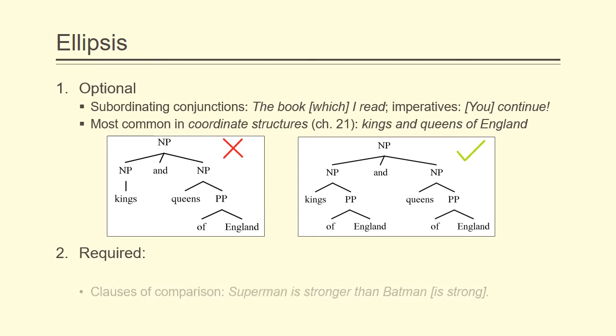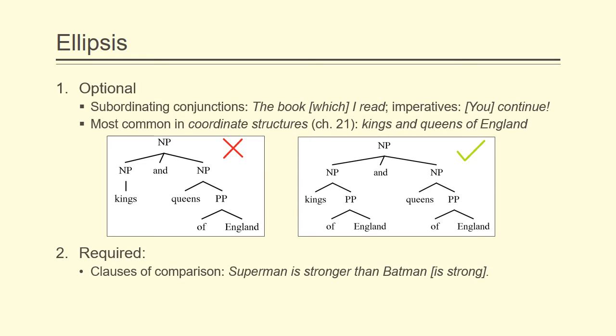And the second kind of ellipsis that we're going to see is primarily in clauses of comparison. So for example, in Superman is stronger than Batman is strong, the is strong is typically omitted. And the difference between optional ellipsis and required ellipsis is a little bit loose in that we can obviously put the is strong back in there. We can say Superman is stronger than Batman is strong. However, in ordinary language, we're not going to put that in. So in fact, we're just going to say Superman is stronger than Batman. And that's what we mean by required ellipsis.